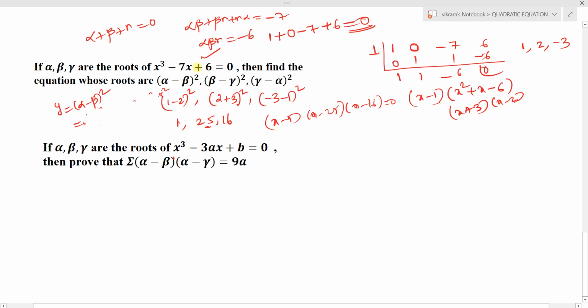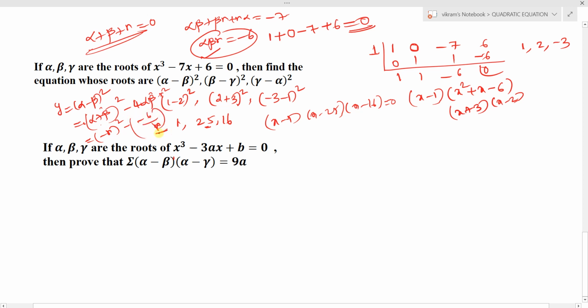Okay, alpha beta gamma equals -6, where alpha minus beta whole square can be written as alpha plus beta whole square minus 4 alpha beta. So alpha plus beta plus gamma equals 0 from the given equation. Then we can write alpha plus beta equals minus gamma. So from this, alpha beta equals -6 by gamma. That means here we obtained only one root.